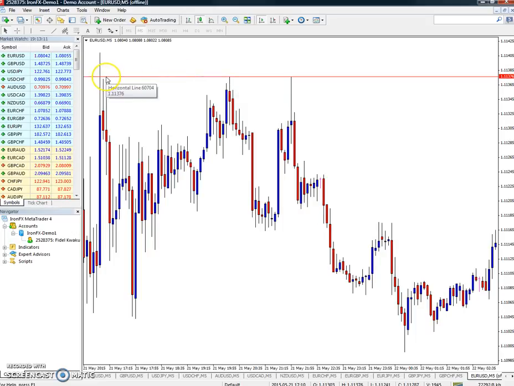Like I said initially, to determine if a resistance is strong, it needs to be tested at least twice. It was tested once here, and the market could not move beyond it. It came down, moved back up, and tested it again for the second time, but could not move beyond it. What this implies is that this is a strong resistance point.